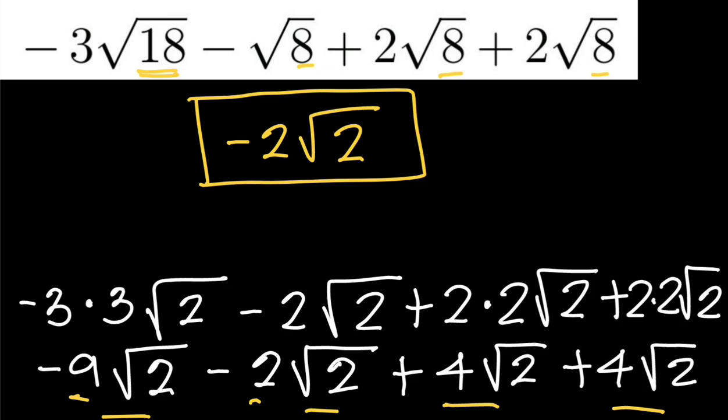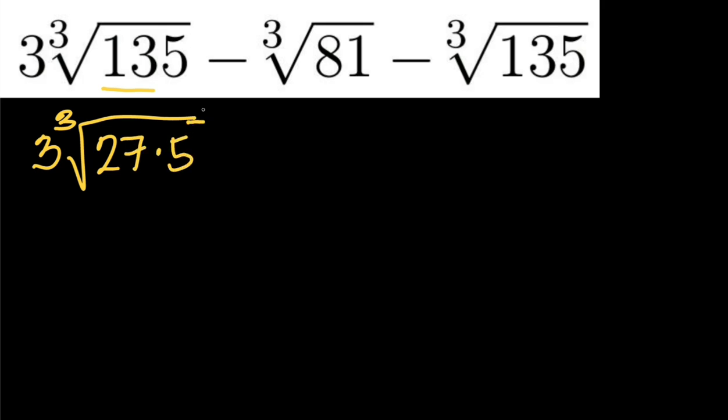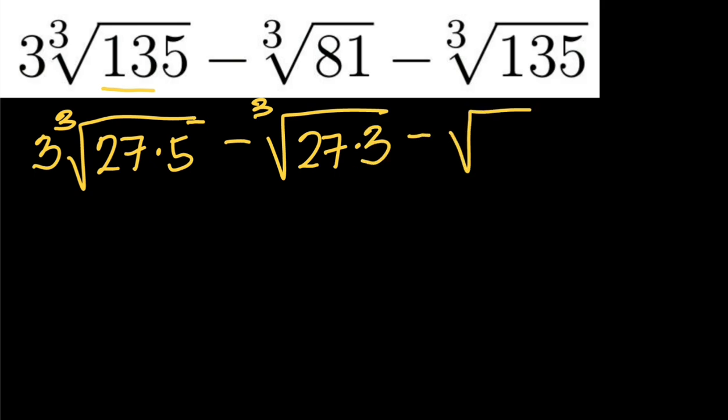Let's solve another problem. Let's say we're given this: 3 cube root of 135 minus cube root of 81 minus cube root of 135. Now let's factor the radicands first, 135 and 81. So 3 cube root of 135 can be factored as 27 times 5 because 27 is a cube, minus cube root of 81. 81 can be factored as 27 times 3, minus cube root of 135, which is 27 times 5.